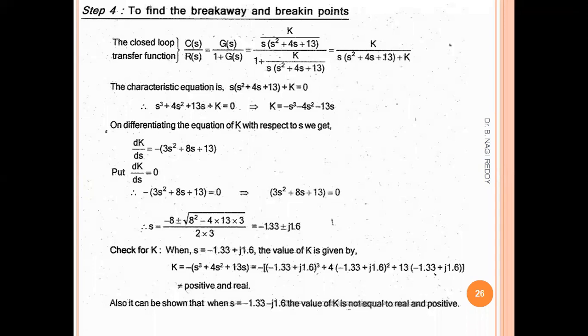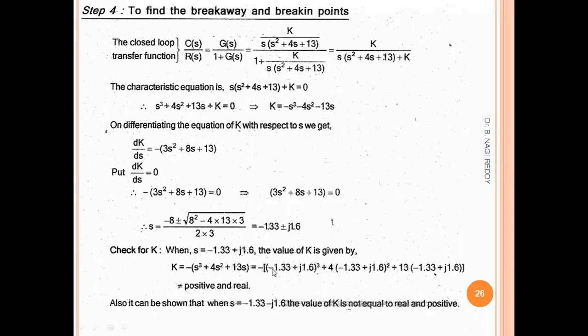Now comes the real step to calculate the breakaway and break-in points. Here we are having 2 s values, so we have to substitute one s value in the k equation. So here we know the k equation. Substitute s as minus 1.33 plus j into 1.6. Substitute this value in this equation and check whether the k value is positive and real or not.